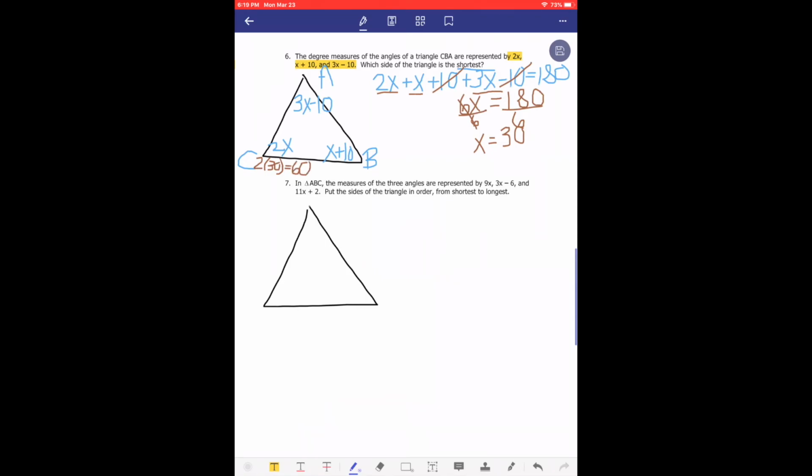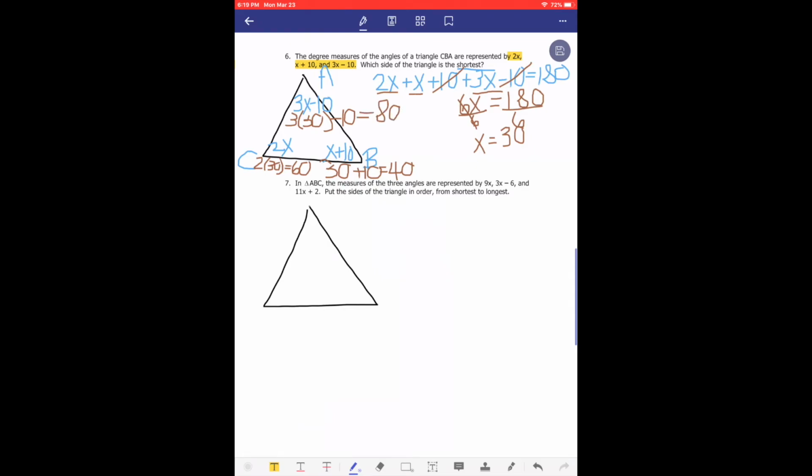Angle B, I'd plug in 30 again for x, so 30 plus 10, which equals 40. And then over here, I'm plugging in for angle A, 3 parentheses 30 minus 10. So 3 times 30 would be 90, minus 10 is 80.